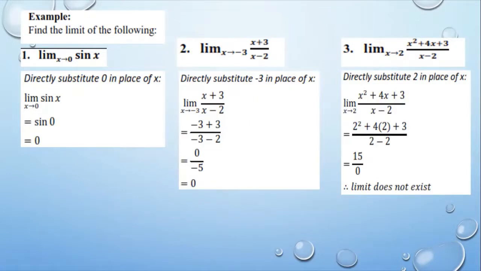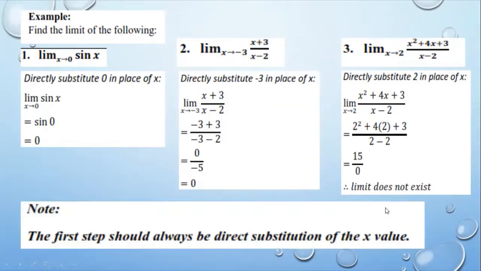See, I have shown you 3 scenarios. One is where you're getting a number only, that's okay, that's the first one. Second one, you're getting a 0 upon a number. That means the limit exists, the answer is 0. Third one, you're getting a number upon 0, that means the limit does not exist.